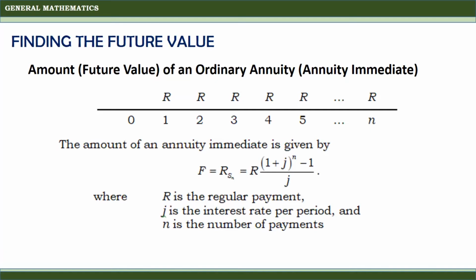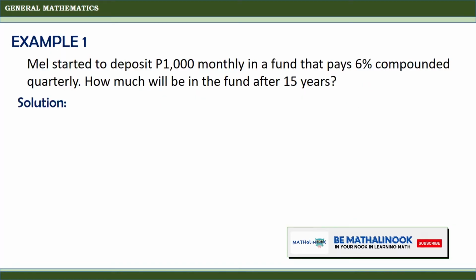With this, to compute for the future value of an ordinary annuity, we will be using the formula F equals R sub S sub N, which is equal to R times ((1 + j)^n − 1) all over j, where R is the regular payment, j is the interest rate per period, and n is the number of payments. Let us try to solve a problem involving general annuity.